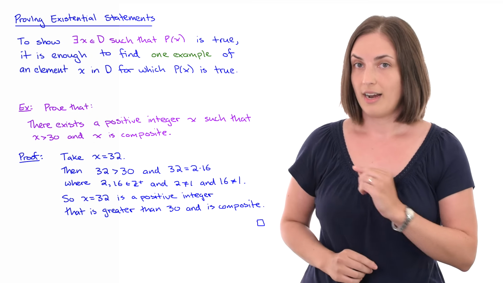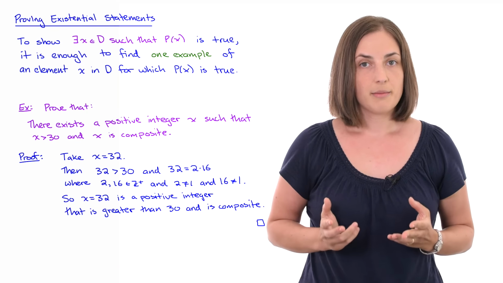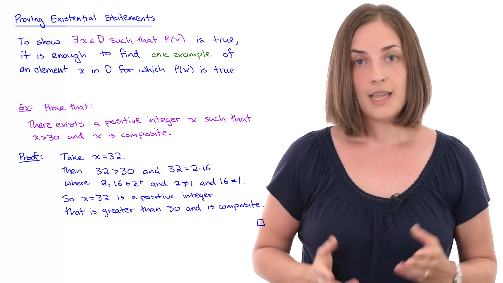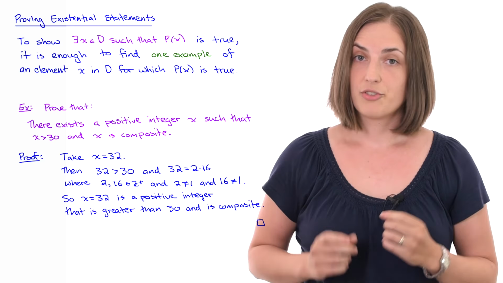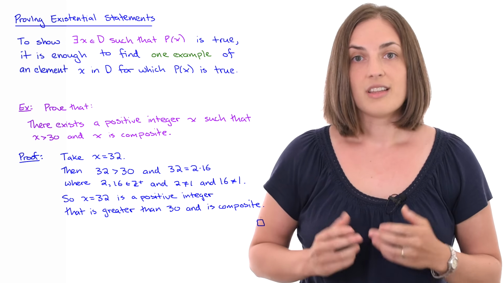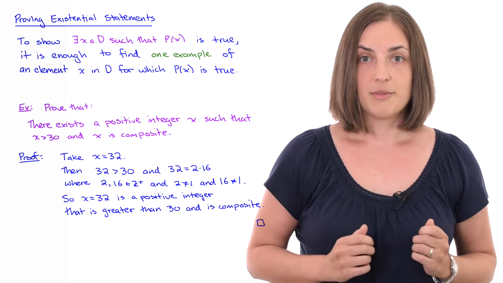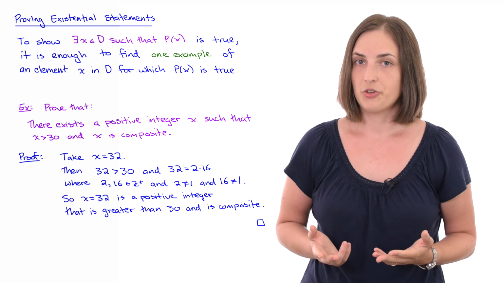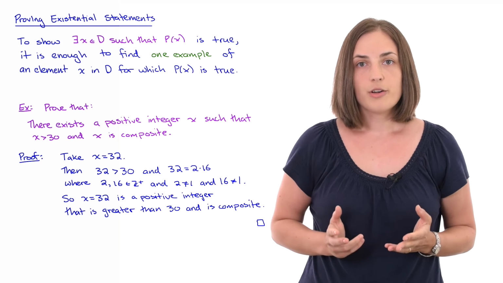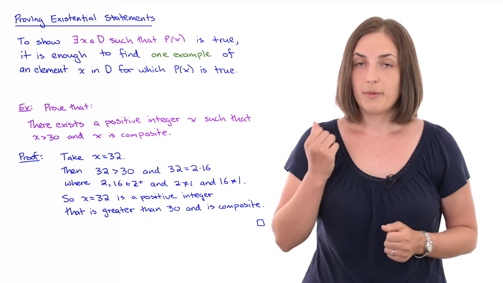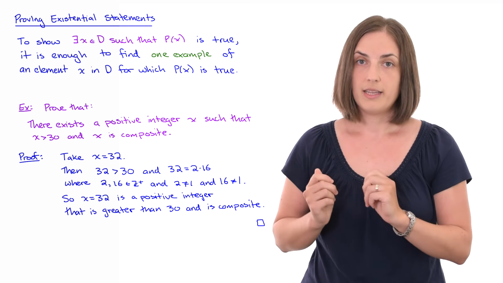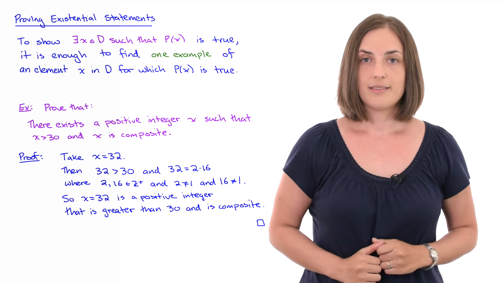Placing a square at the end of a proof is something that mathematicians do to denote that this is the end of the proof. It is used in place of the traditional abbreviation QED, which stands for the Latin phrase quod erat demonstrandum, which translates to that which was to be demonstrated. It is important for a reader to understand where the beginning and end of a proof is. This is why we write proof at the beginning and use a square at the end.